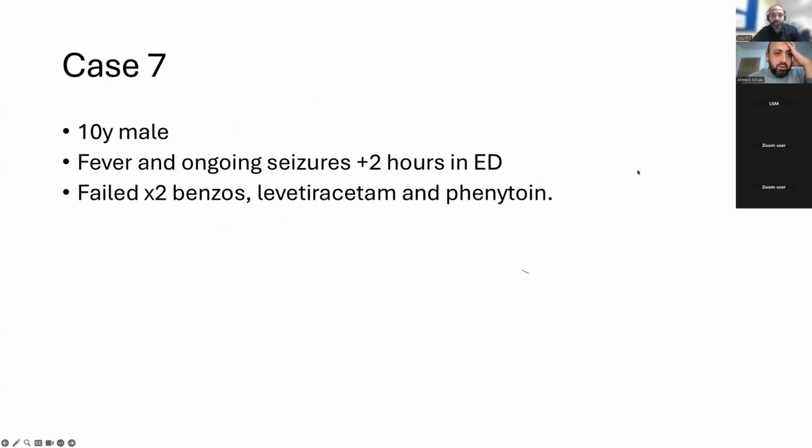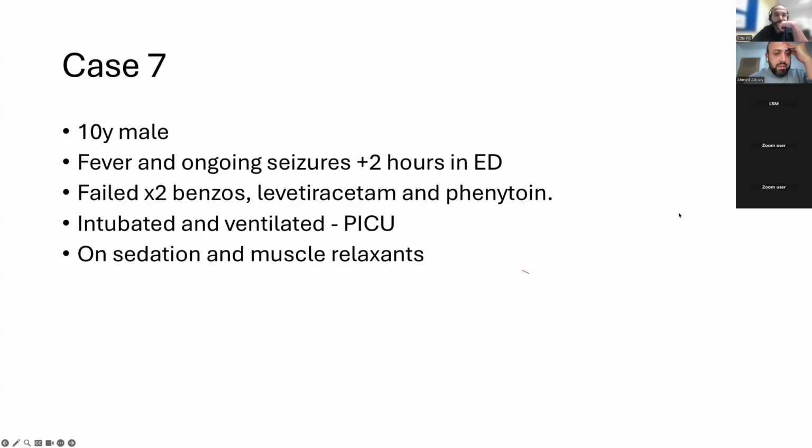Case 7, a 10-year-old child, fever and ongoing seizures, more than 2 hours in the emergency department, failed 2 benzodiazepines, and then you give even IV levetiracetam or Keppra and phenytoin, probably phenobarb if you do not use levetiracetam, or even valproate. So basically it has been treatment refractory, and you decided to intubate and ventilate and admit to the PICU. Child has been on sedation and muscle relaxants.